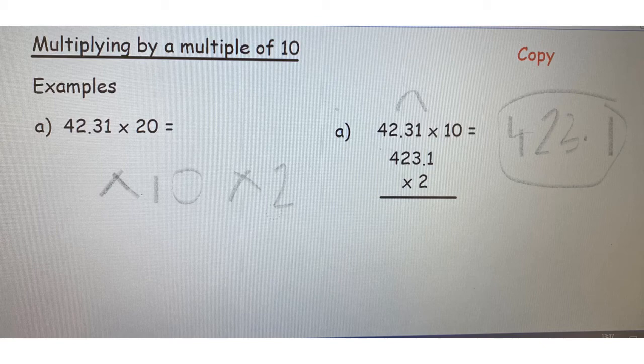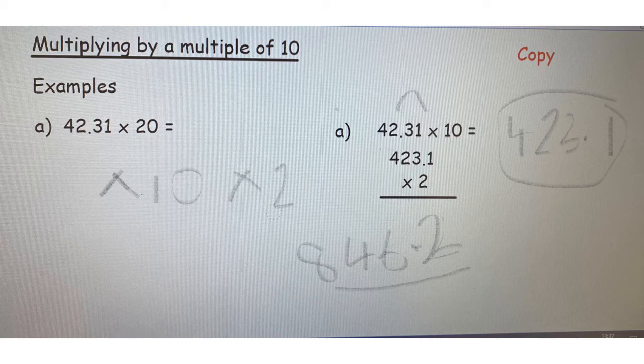So let me see if I can get the pencil back and have a go at doing that. So first of all, I'd be doing 2 times 1, which is 2. Decimal point. 2 times 3 is 6, 2 times 2 is 4, 2 times 4 is 8. So the final answer would be 846.2 for that one. Okay, so copy that one down.